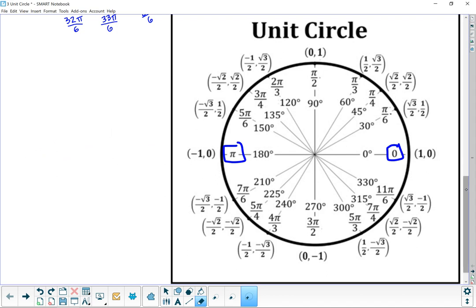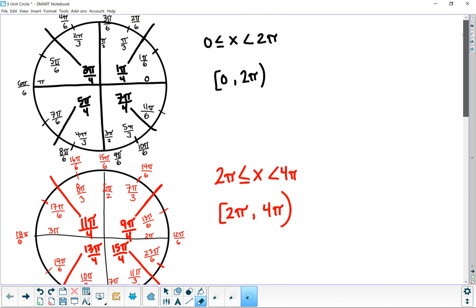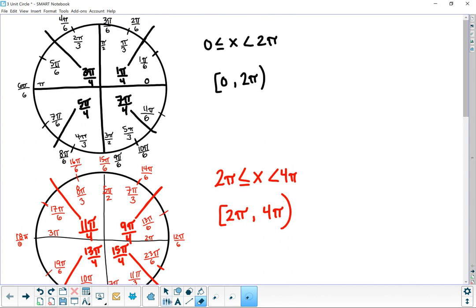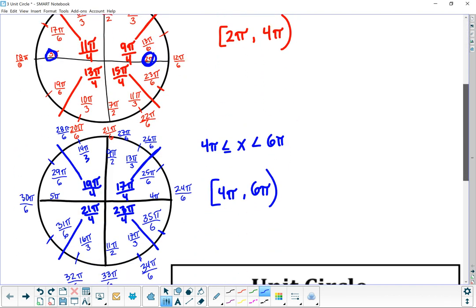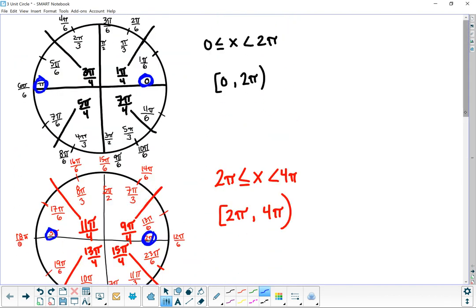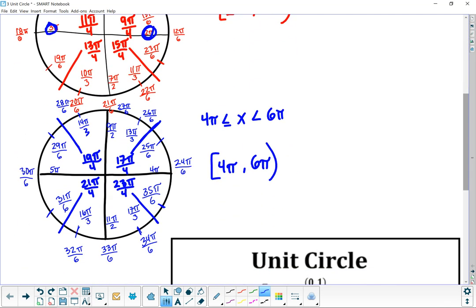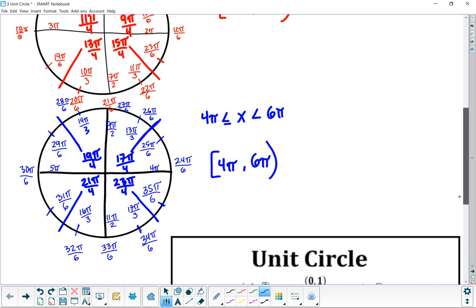So when I go and do it, and remember, we're going to do it for all 3 of these. So my answers are going to be 0, pi, second unit circle, 2 pi, 3 pi, third unit circle, 4 pi, and 5 pi. And that's all my answers. So 0 all the way to 5 pi.